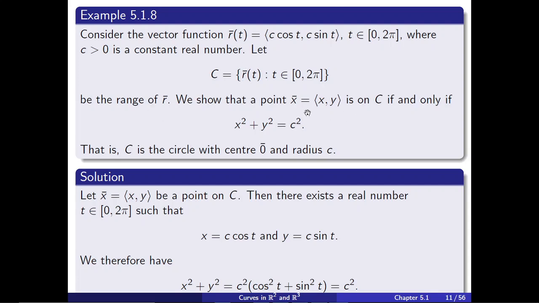So what we want to show is that x is in C if and only if it satisfies that equation, and we know that this equation is just an equation of a circle with center the origin and radius c, right? So let's take a point on C. Then we know that if the point is on C, there exists a real number such that x is going to be c cos t and y is equal to c sin t. So the real number that we are talking about is the t, right?